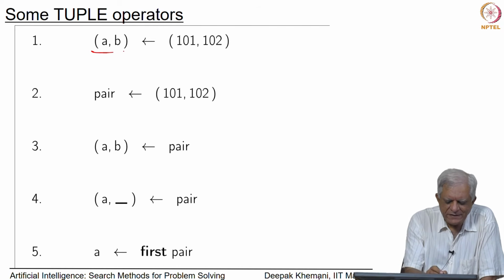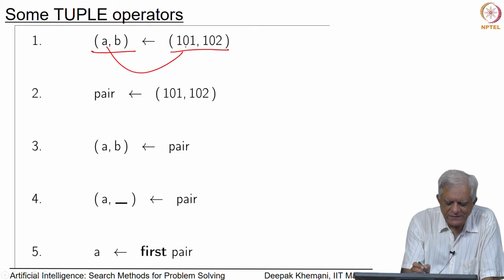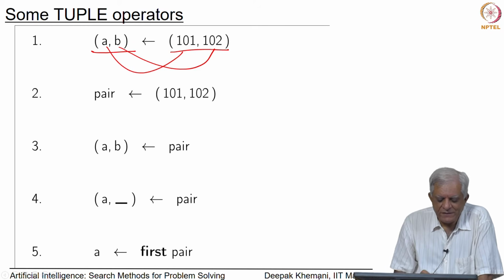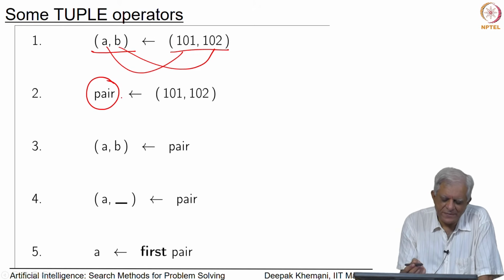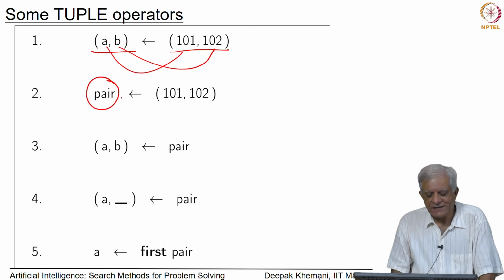So, here we see that it is a pair made up of 2 elements, where A identifies with the first element and B identifies with the second element. We can also give it a name called pair, and then we will know that it is a pair. The name does not mean anything, but we can assign a variable to this list.